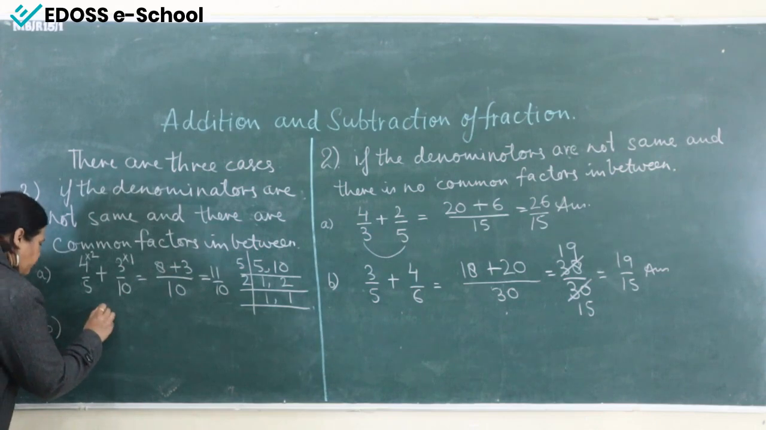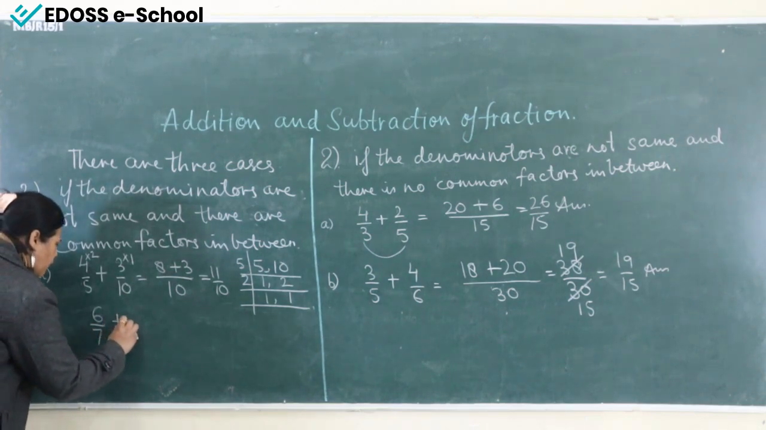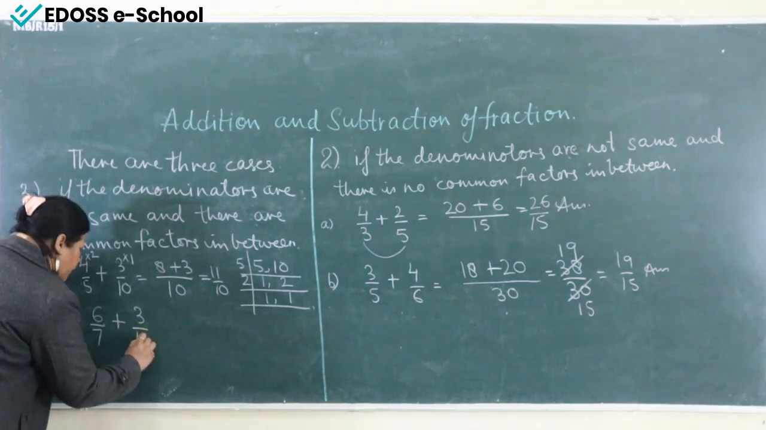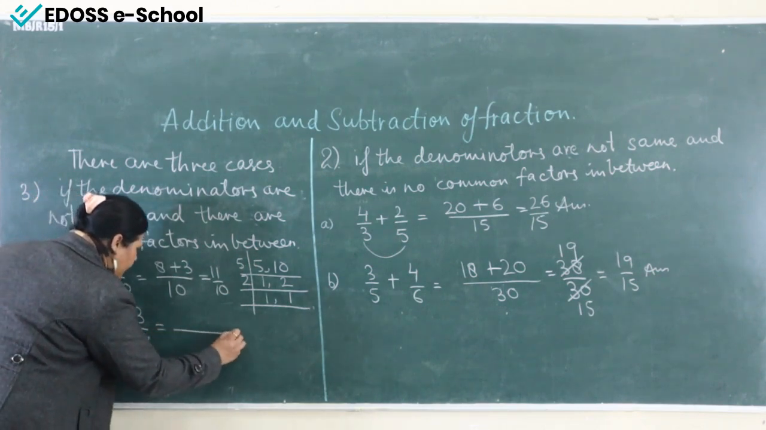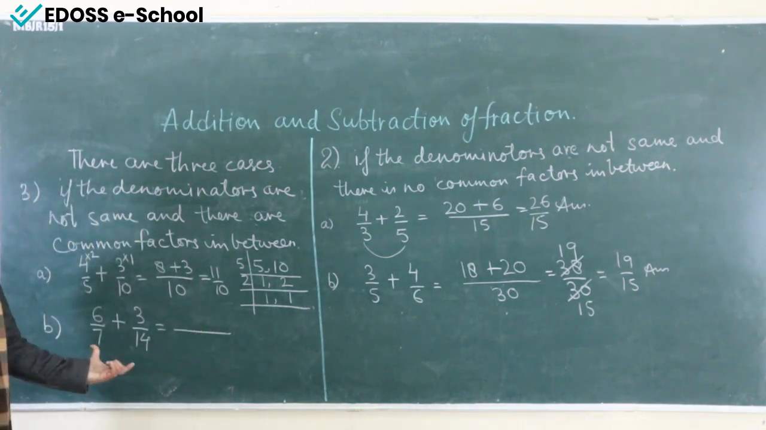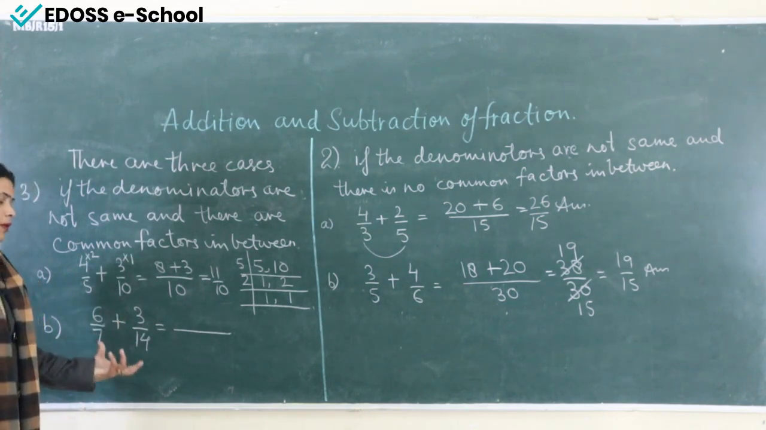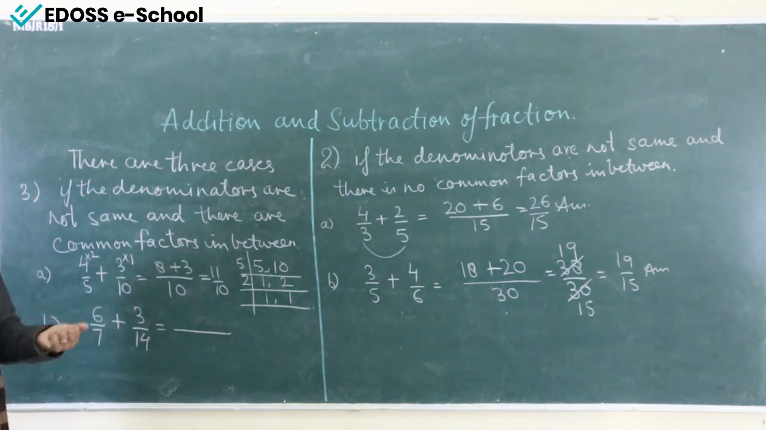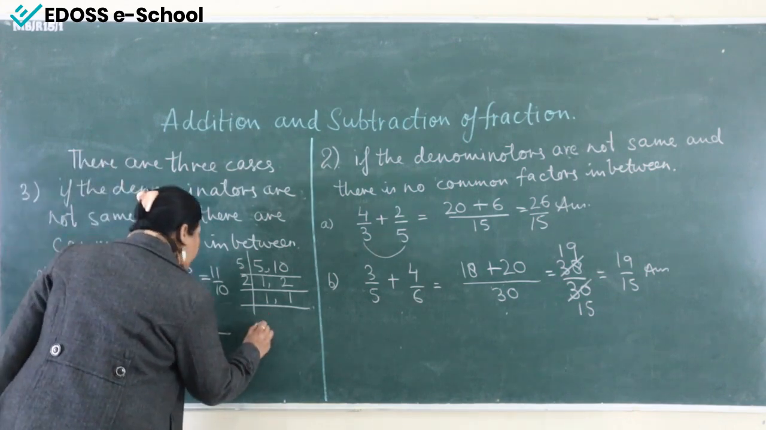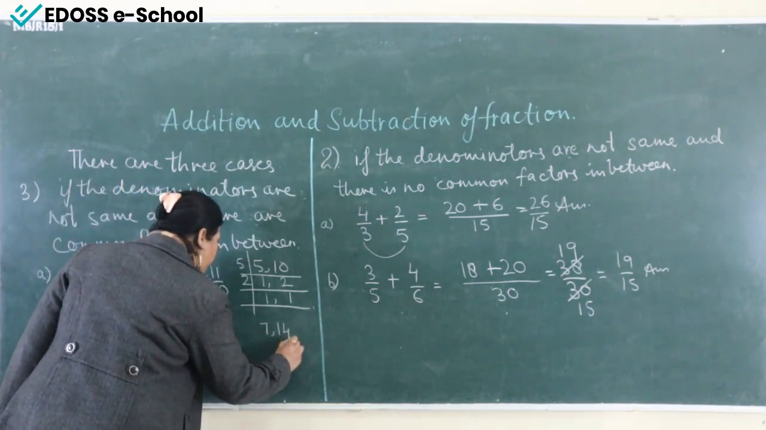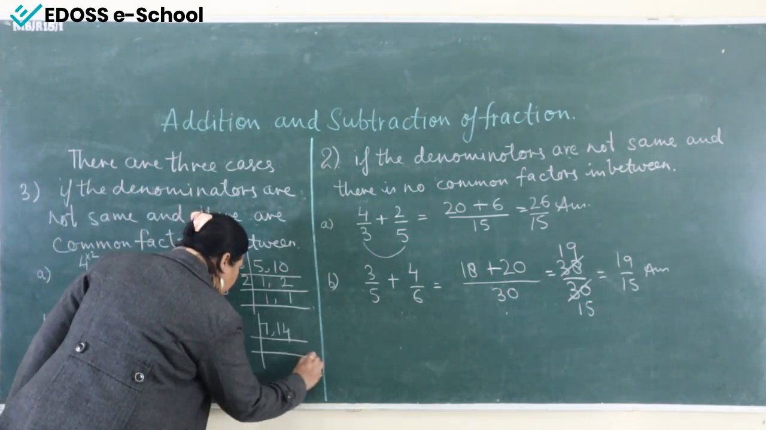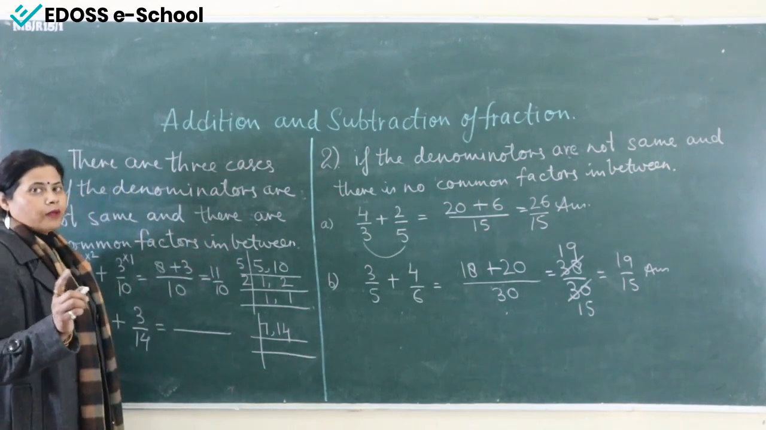Here it is 6 upon 7 plus 3 upon 14. Now look here. Again look. See, denominators are not same, but there is a common factor in between, right? If there is a common factor in between, so you will take an example here. So here, we take the example 7 and 14. So here we will use only the prime numbers, right?